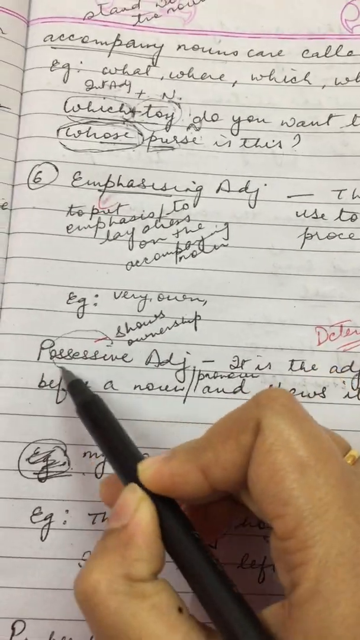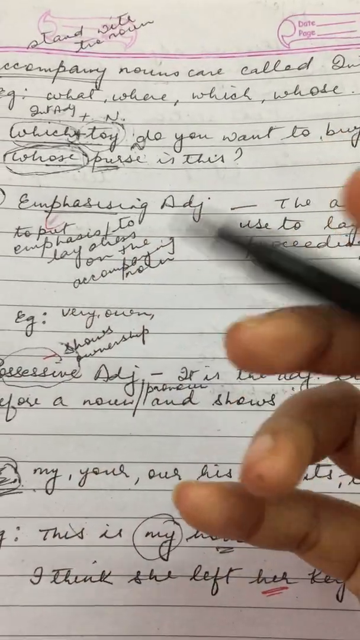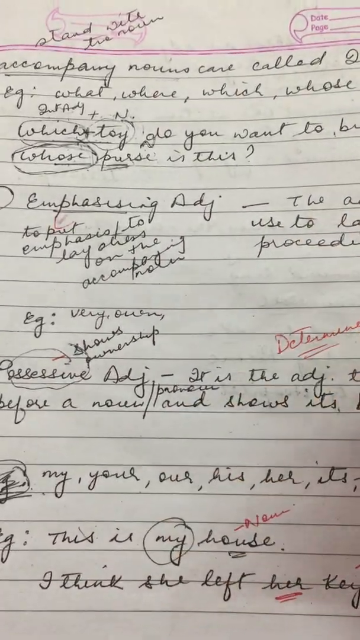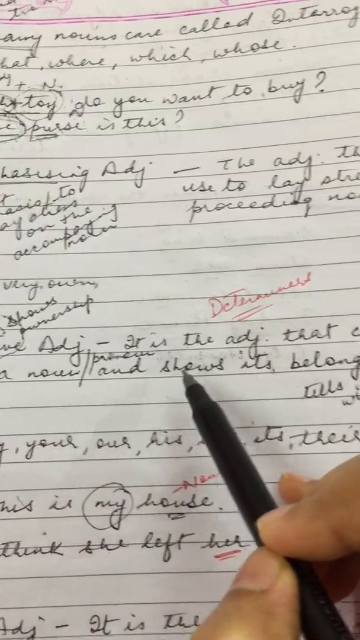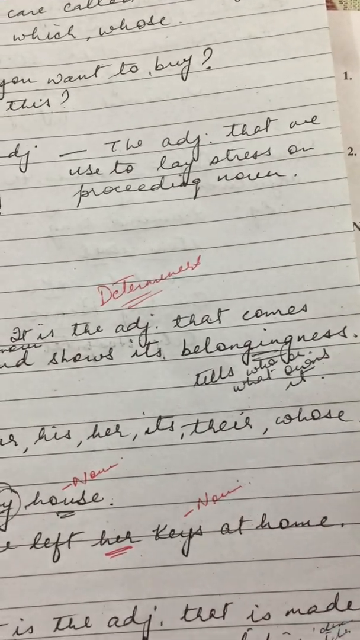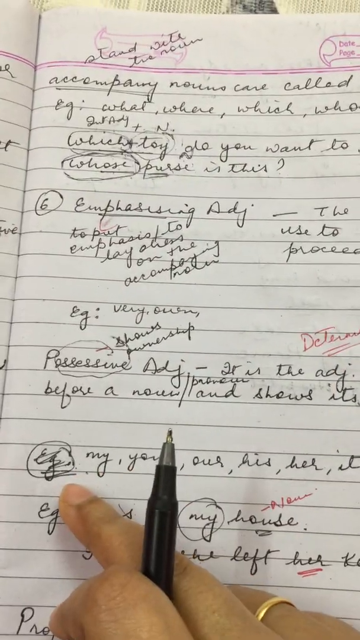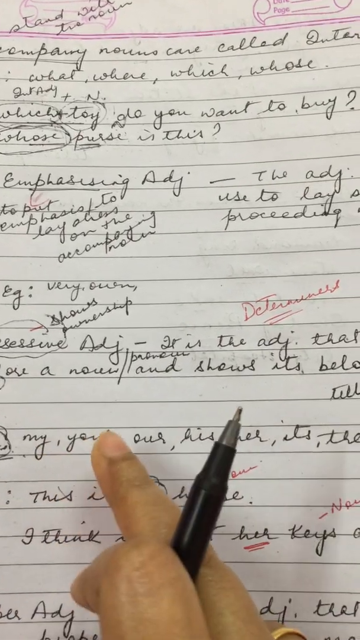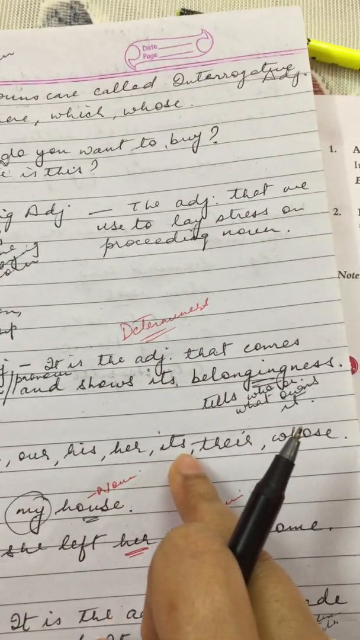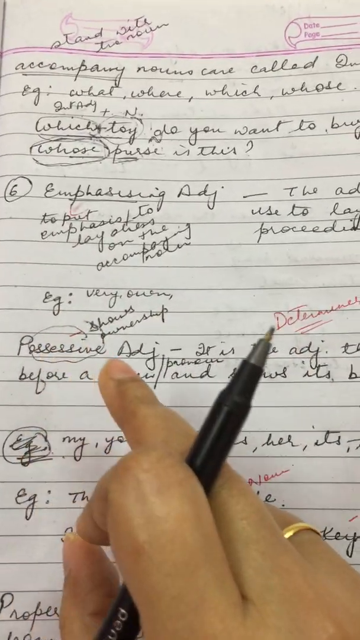Possessive adjectives. What do you mean by possessive? Possessive means something that is yours, something that we own, something that we show ownership about, belongingness. It is the adjective that comes before a noun or pronoun and shows its belongingness. Belongingness means it tells who or what owns it, who is the owner of it. For example, my, your, our, his, her, its, their, whose, all these are possessive adjectives.